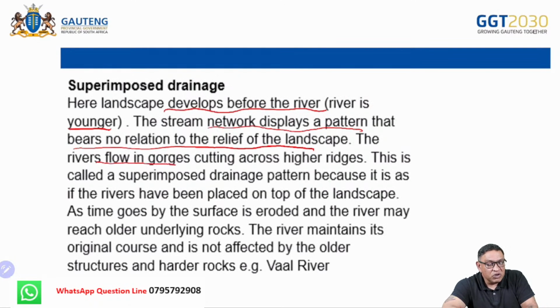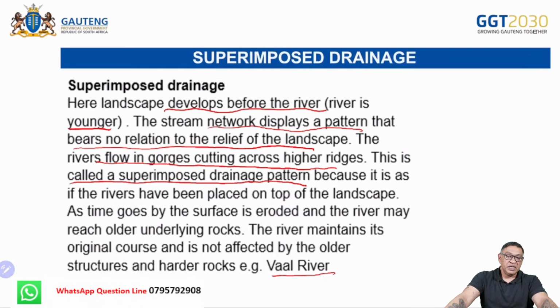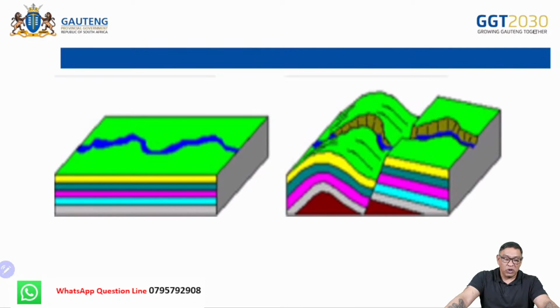The river flows in gorges cutting across ridges. As I showed you there, this is called superimposed drainage pattern. All right? So that is your most important thing. The Vaal River is an example of superimposed drainage. And don't worry, learners, these notes will be sent to you also.